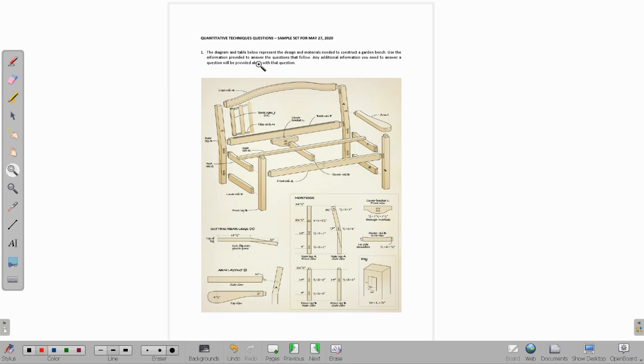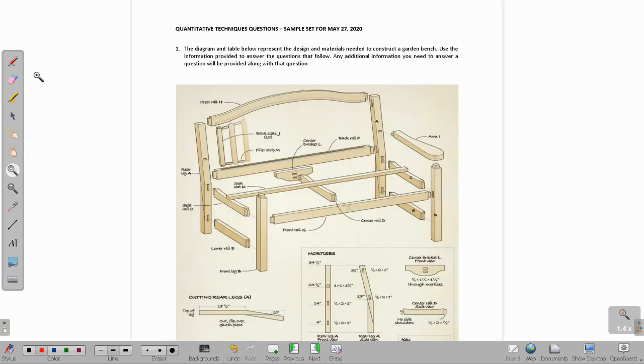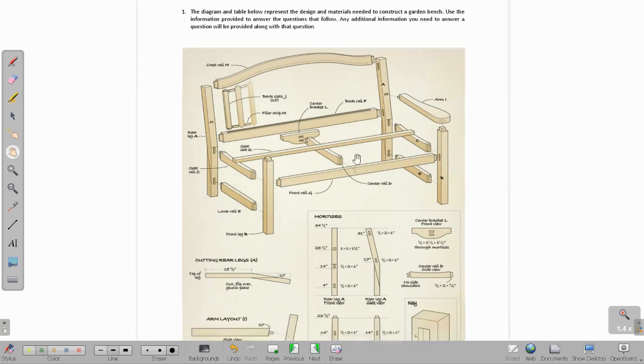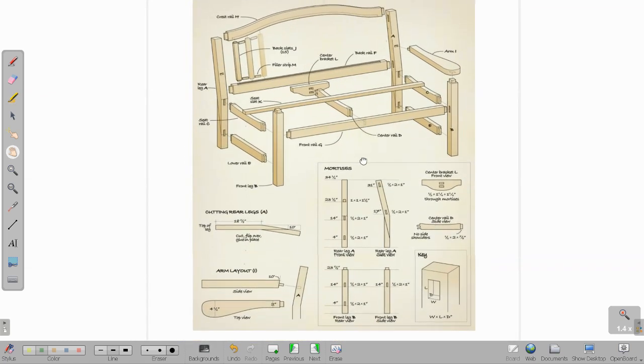So what we have here is the diagram below. It says the diagram and the table below represent the design and materials needed to construct a garden bench. Use the information provided to answer the questions that follow. Any additional information you need to answer a question will be provided along with the question. So okay, you have a diagram. This is not that difficult to understand.